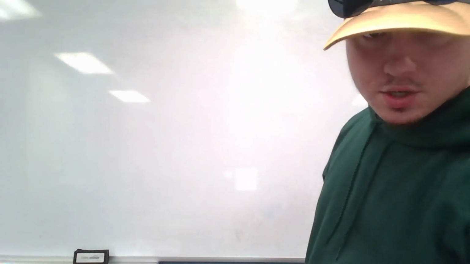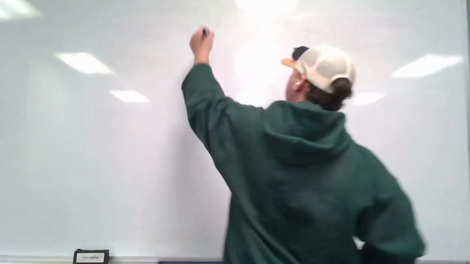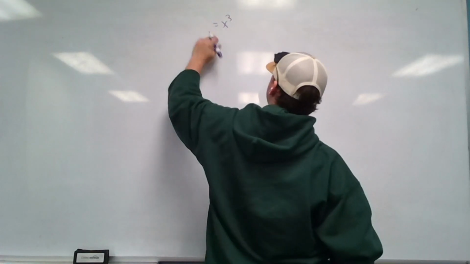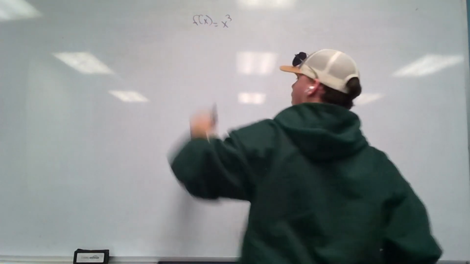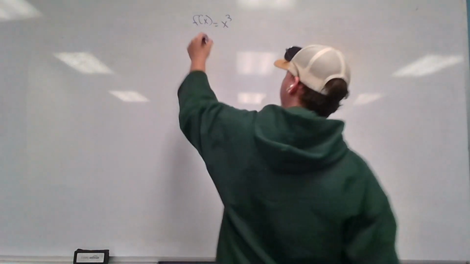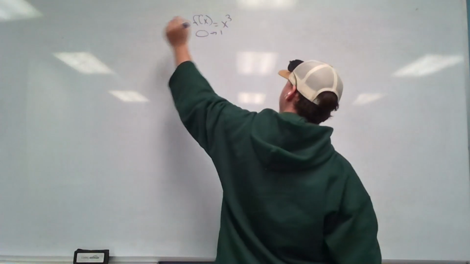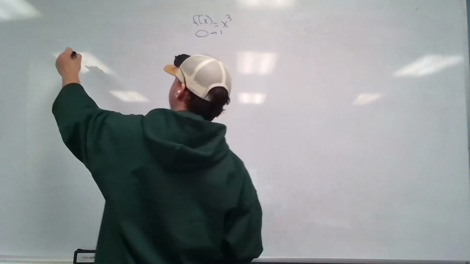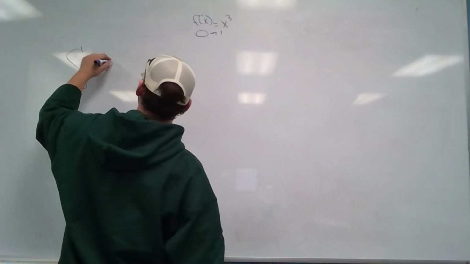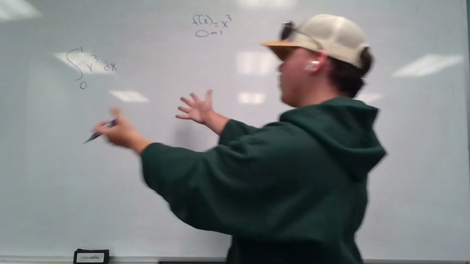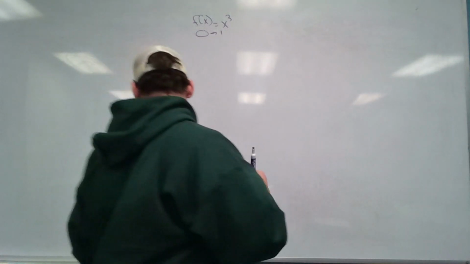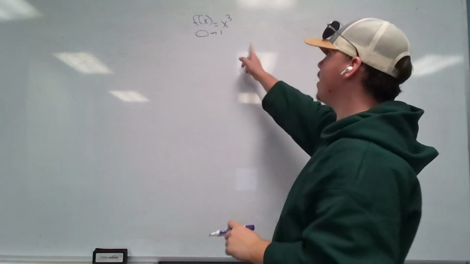Our function is going to be y equals x cubed. Or better said, f of x equals x cubed from 0 to 1. So I could write my integral like this: the integral from 0 to 1 of x cubed dx. This is unhelpful as of right now. Until we get to the fundamental theorem of calculus, we're not going to be able to use it. But we do have this.